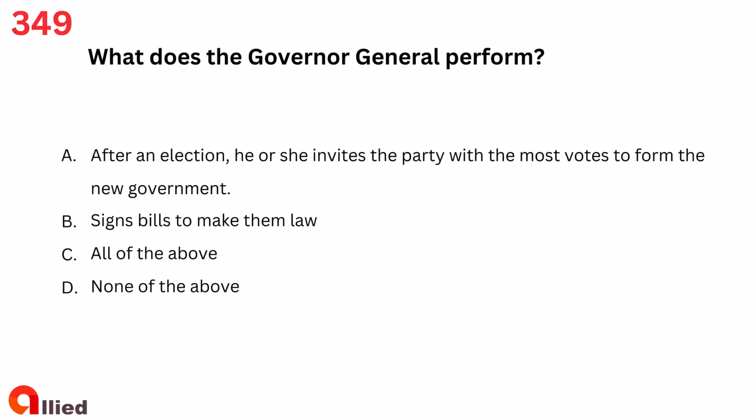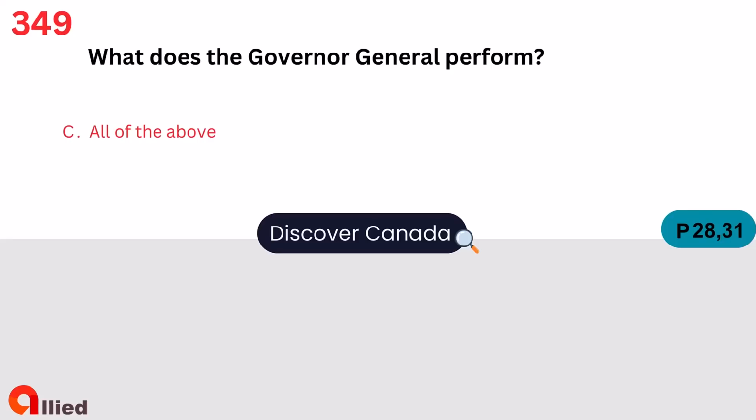Question 349. What does the Governor-General perform? A. After an election, he or she invites the party with the most votes to form the new government. B. Signs bills to make them law. C. All of the above. D. None of the above. The answer is C. All of the above.